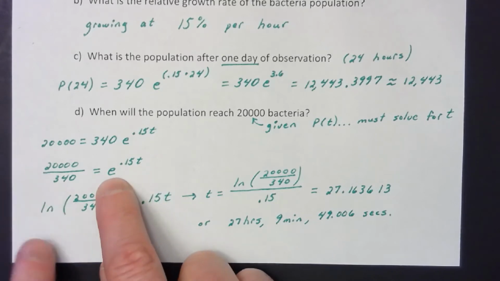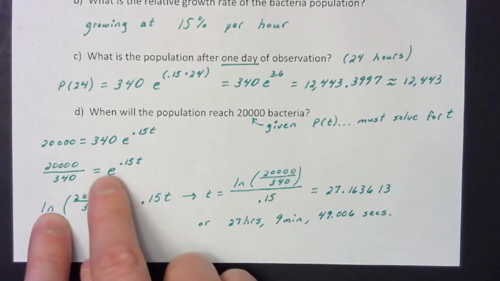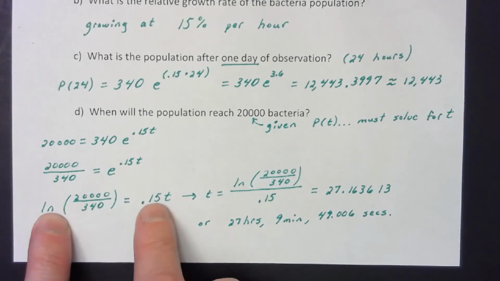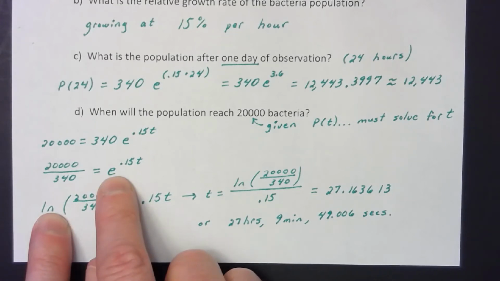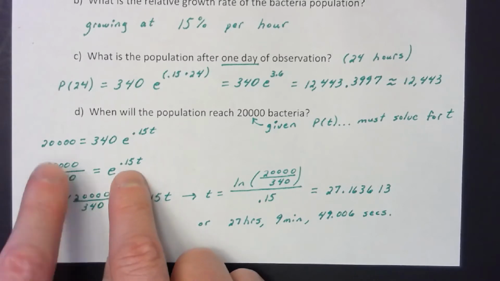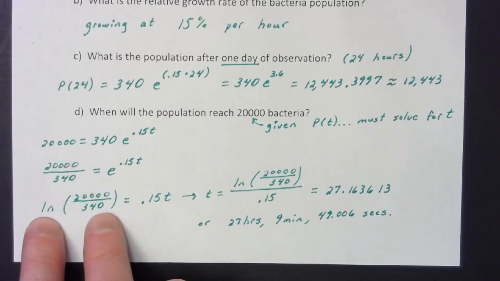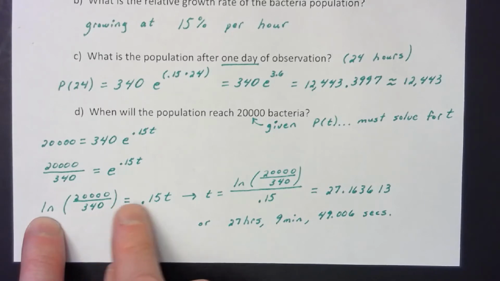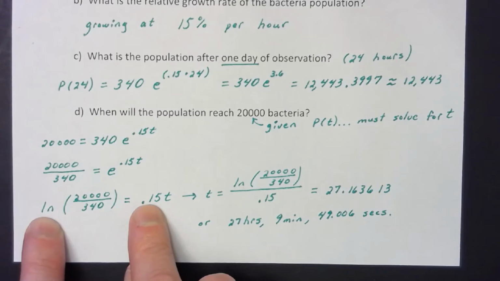Now I take the natural log of both sides, and remember, why don't I put that e anymore on the right hand side? Because e and natural log are inverse functions. They cancel each other out. So when I take the natural log of each side, my left hand side has a natural log of that fraction, but on my right side, the natural log and e eliminate one another, and I just have the 0.15 t. So now this makes an easy equation to solve for t.